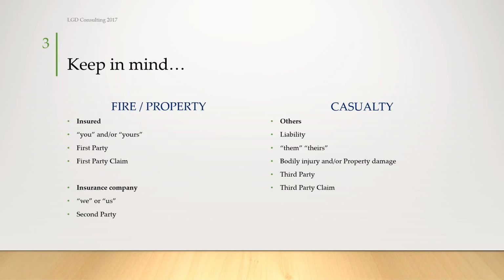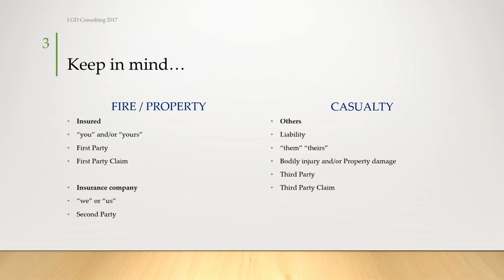So remember that the insured under a contract, that would be you and or yours in a contract, the insured or the client, is the first party to a contract. If the client suffers a loss, that's called a first party claim. Now, the insurance company is the second party to a contract, so if you see an insurance policy, they're going to use the verbiage we or us. So we or us, the insurance company, are going to cover you and your stuff in case of a covered loss.